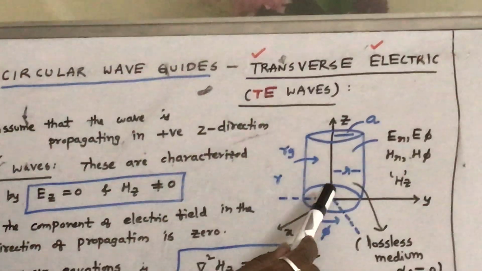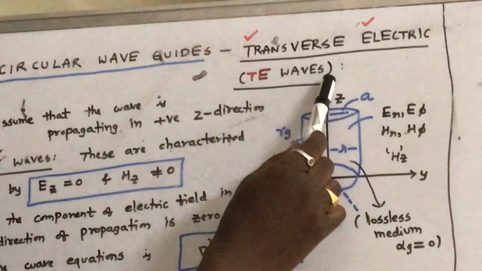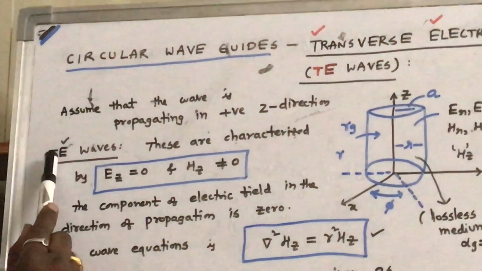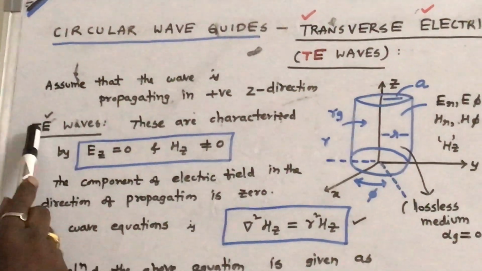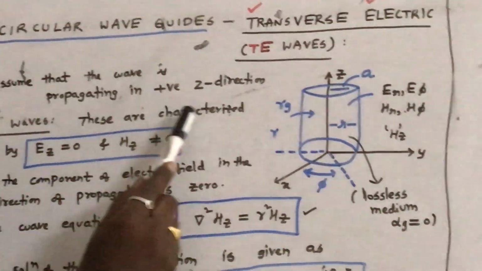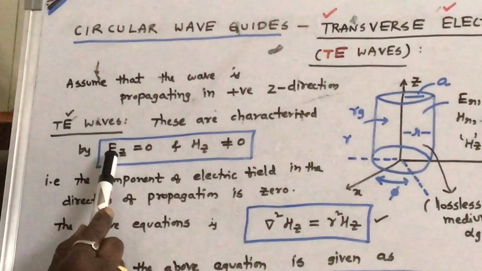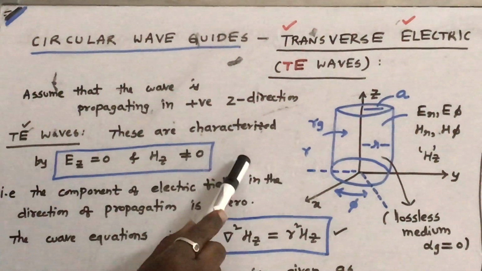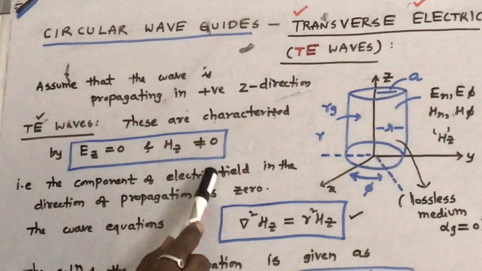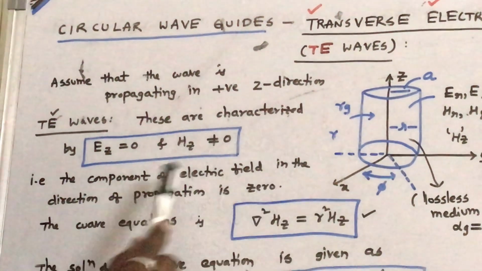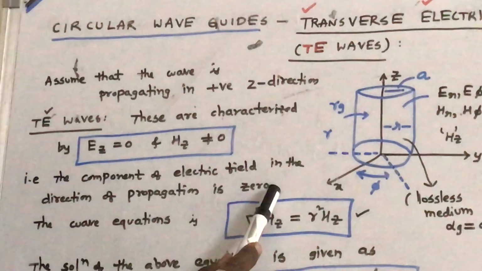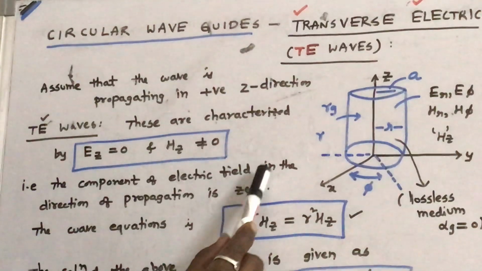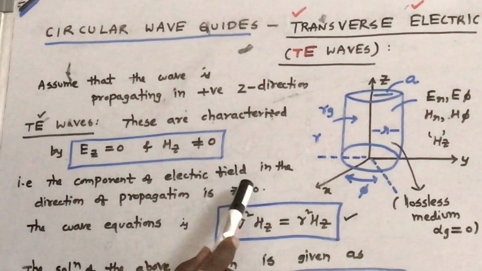Since we have assumed the wave is propagating in the z direction, let us define what transverse electric waves are. These transverse electric waves are characterized by Ez equal to 0. Simply remember, Ez is equal to 0 and Hz is not equal to 0. That is, the component of electric field in the direction of propagation, the longitudinal component, is 0.